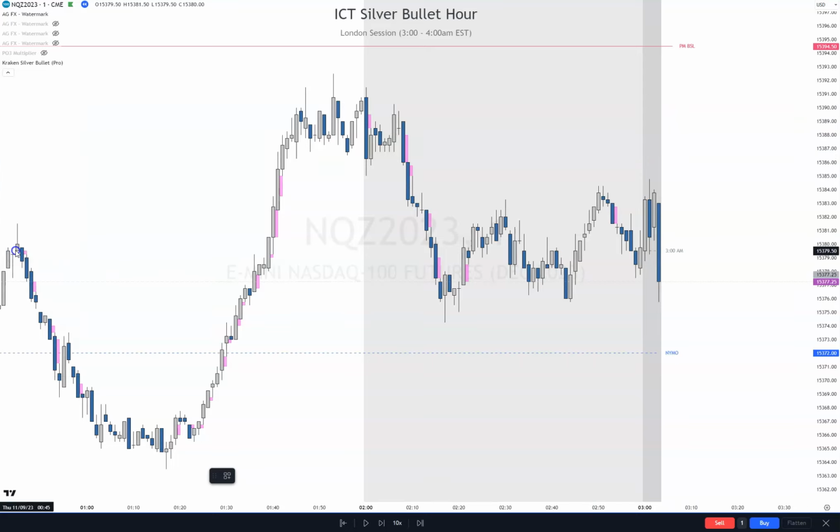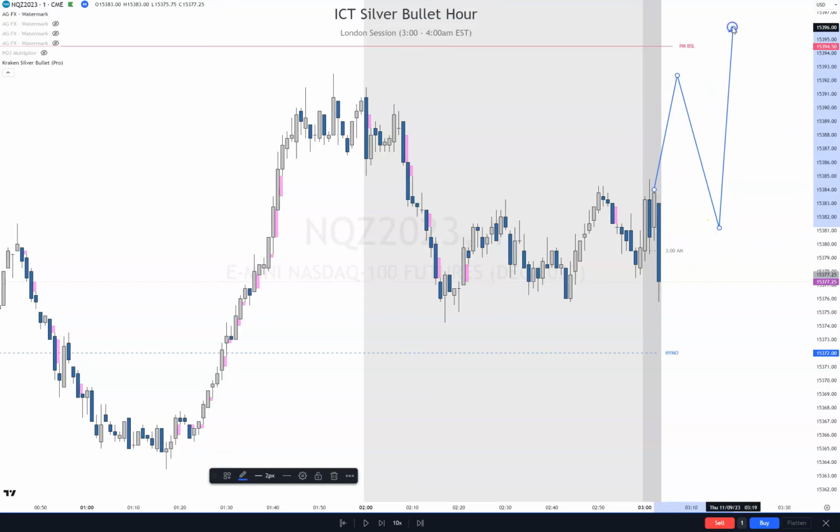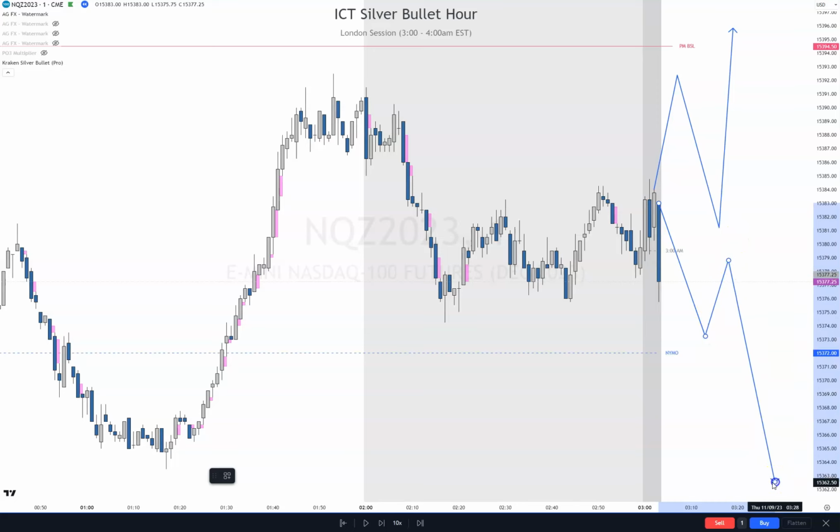Let me show you what we could do here. Actually, I want to do path. So let's say price came up, took out this high, but didn't take out the PM buy side. So it came here, and it could retrace to optimal trade entries from here to here, and then I'd want to see it break the high. Okay, that's one option. Another option would be if it came down here, it could break these highs right here, and then retrace here and down to take out this high right there.